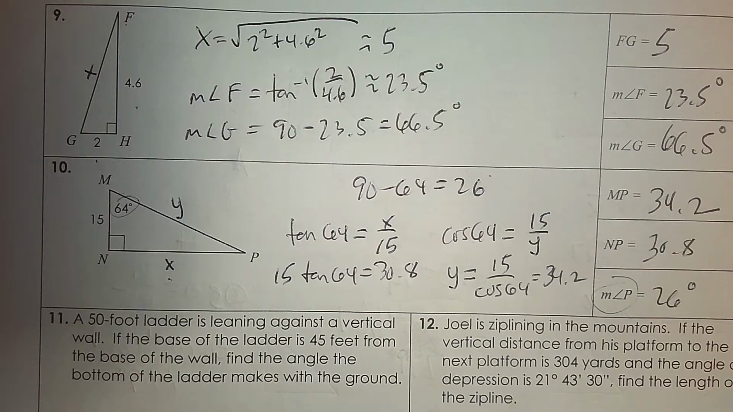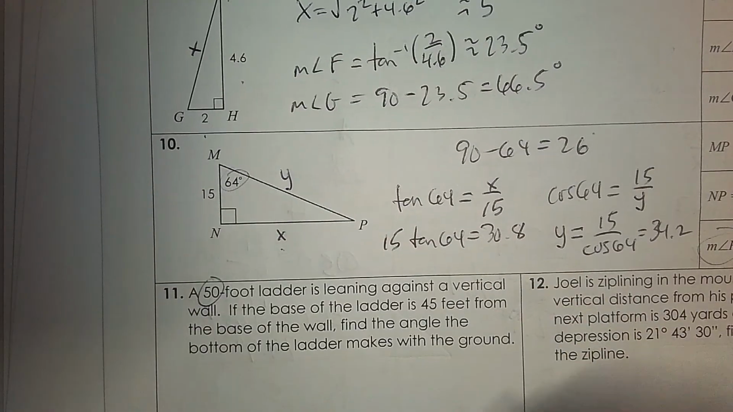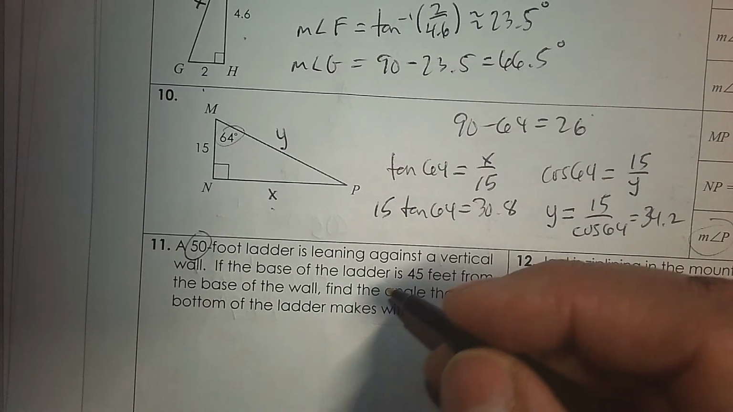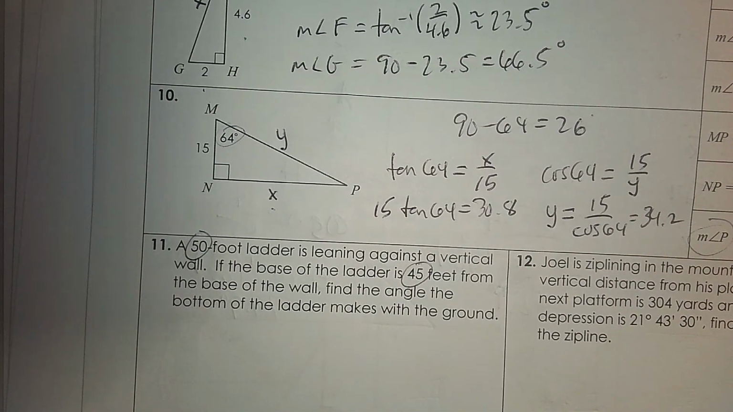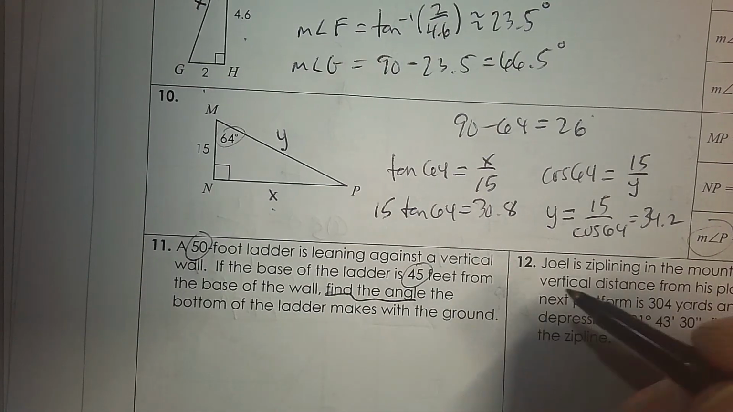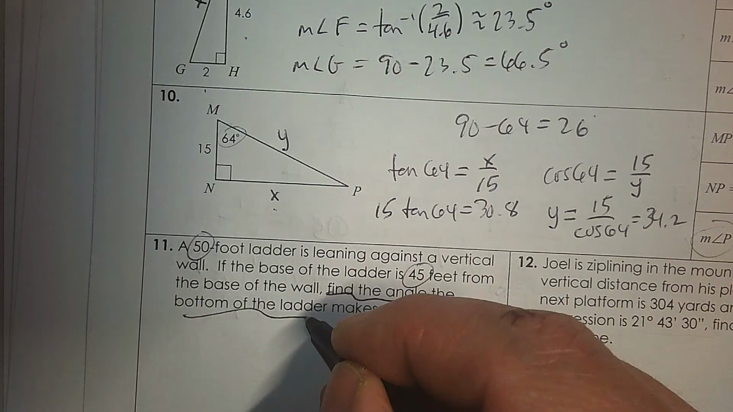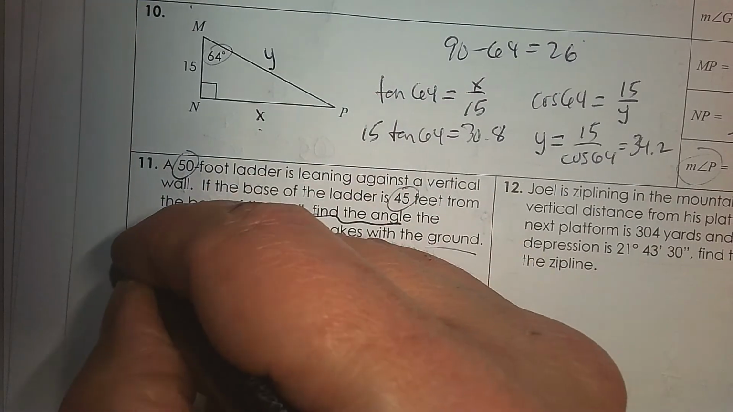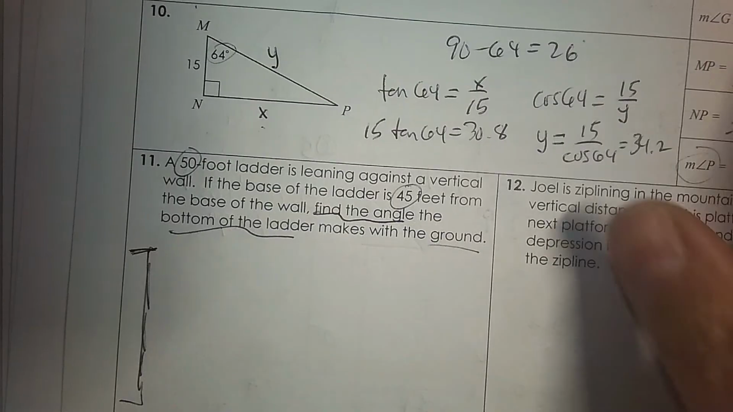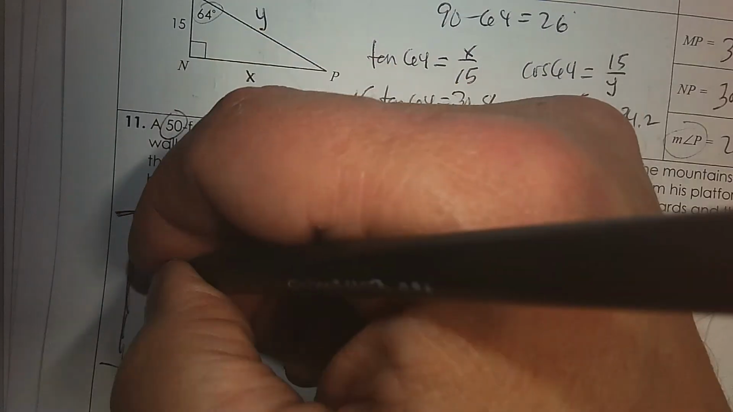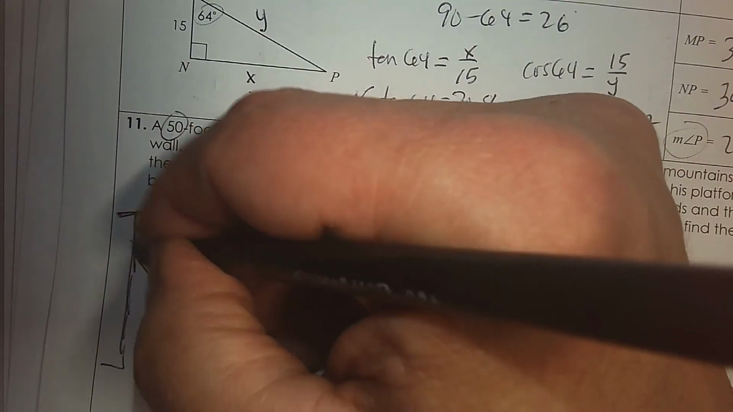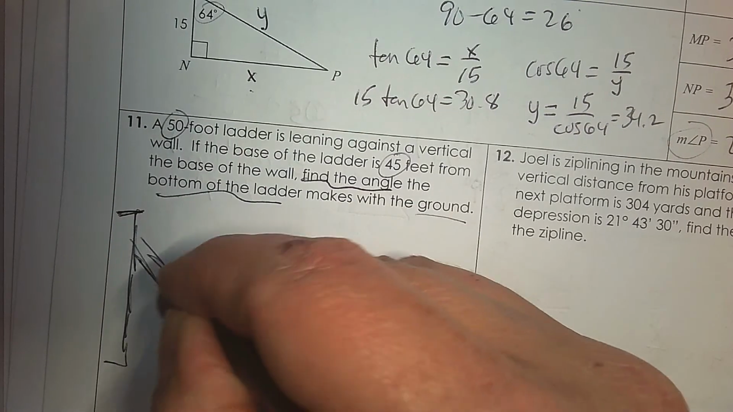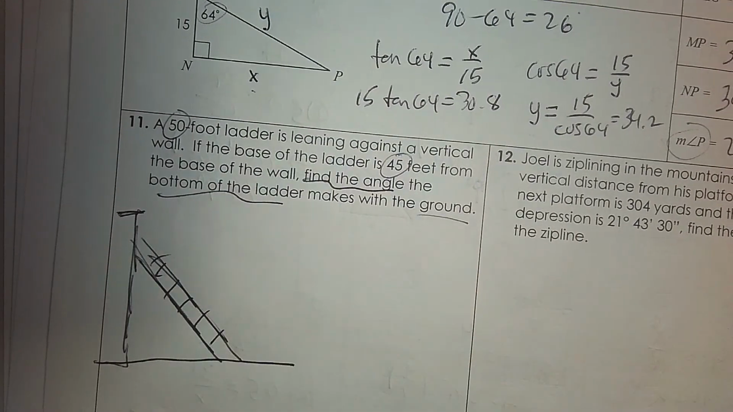All right, let's do some stories. A 50-foot ladder is leaning against a vertical wall. The base of the ladder is 45 feet from the base of the wall. Find the angle. That's what I'm looking for. The bottom of the ladder makes with the ground. So we're going to draw this situation quick. So we have a wall, and to that wall a ladder is leaning against it. You can obviously see the right triangle there.